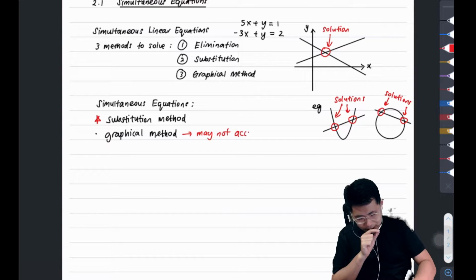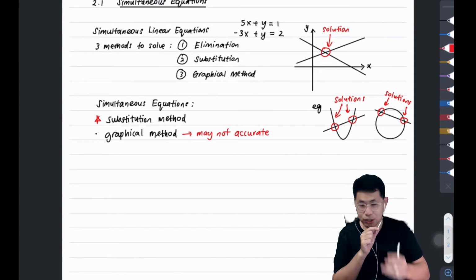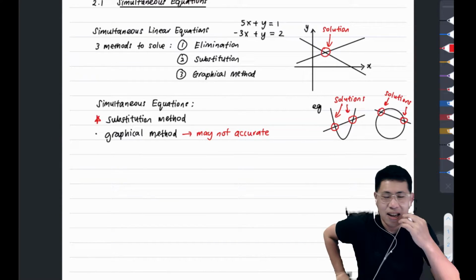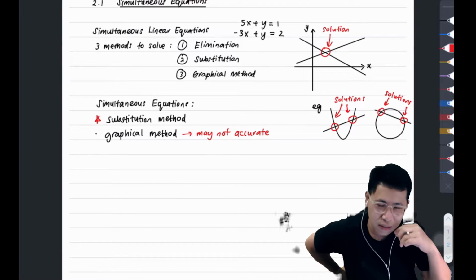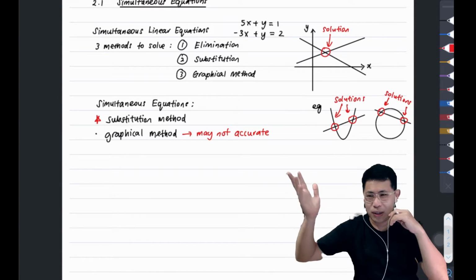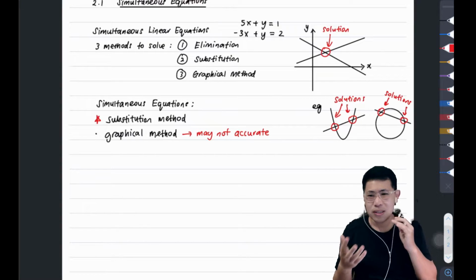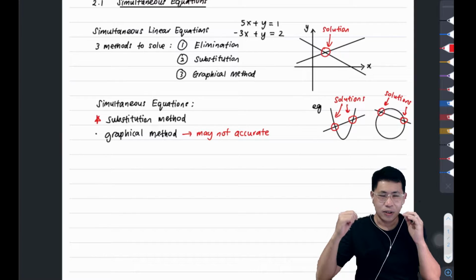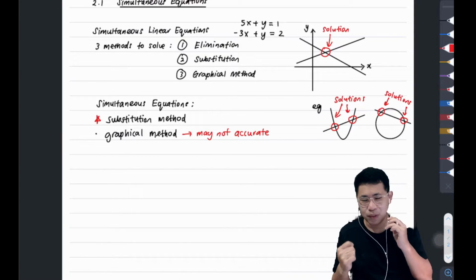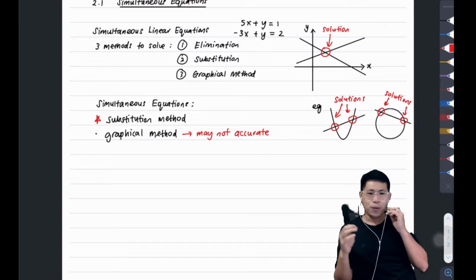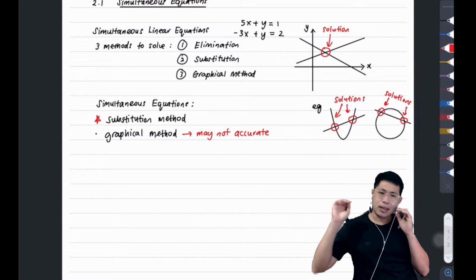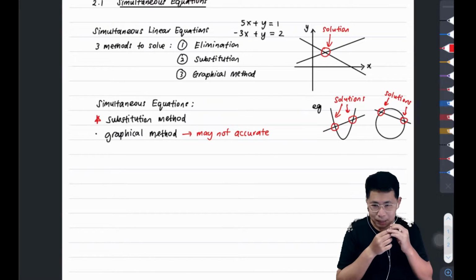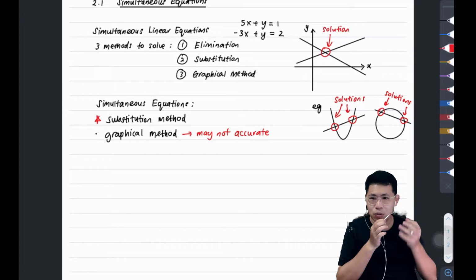And as you can see, when we were solving quadratic equations in the previous chapters, we had maybe square root of 60, square root of 14, square root of 20, that kind of thing. Square roots are irrational numbers, and we may not have our answer in the most exact form, the most exact value. So it may not be accurate. So in this part we will be focusing a lot on the substitution method. The substitution method will be key here.